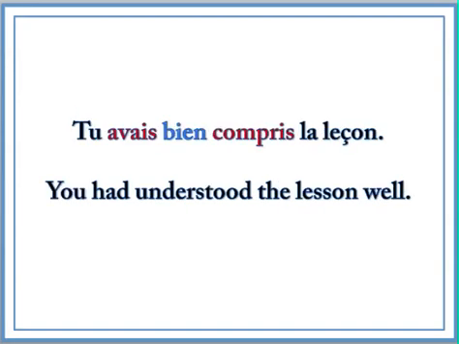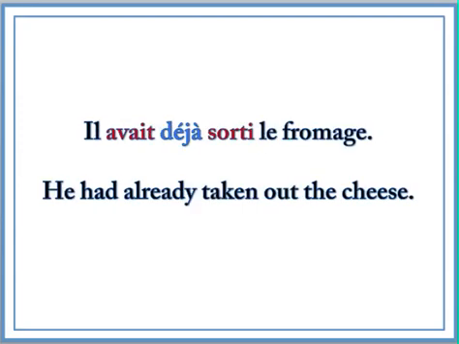Voilà. Now here's another one using bien. Tu avais bien compris la leçon. Short adverb goes right after the first conjugated verb. You had understood the lesson well. Il avait déjà sorti le fromage. He had already taken out the cheese.